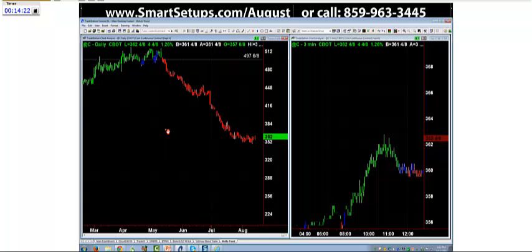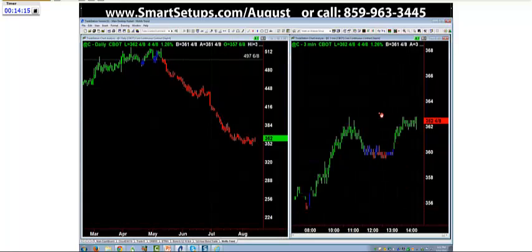Are you looking at a daily or 3-minute charts? I'm looking at the daily first and then the 3-minute chart. So I'm looking at the daily to stay on the right-hand side of it, and then also I'm looking at the 3-minute for the entry.